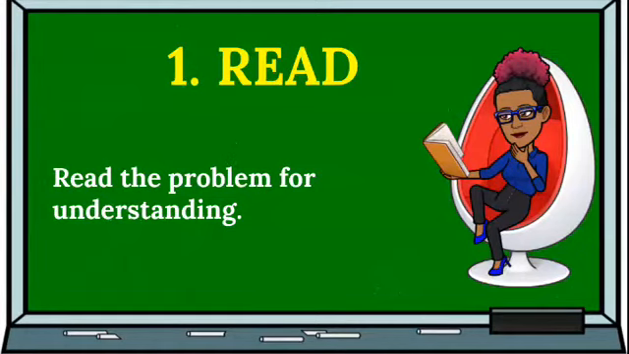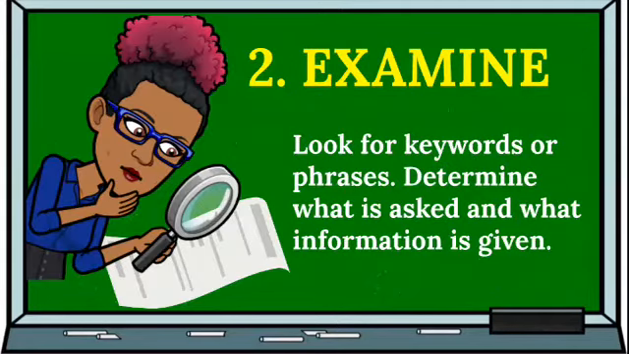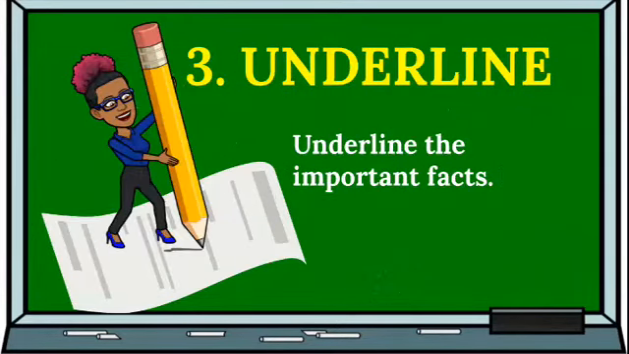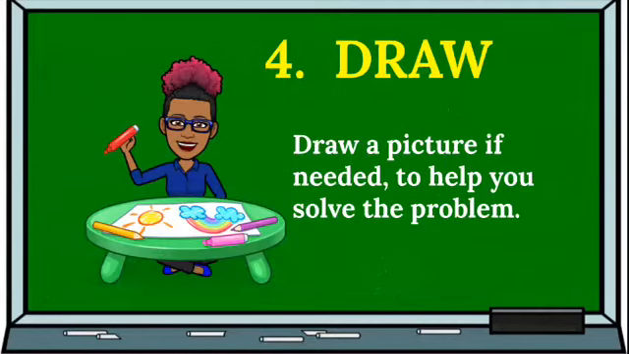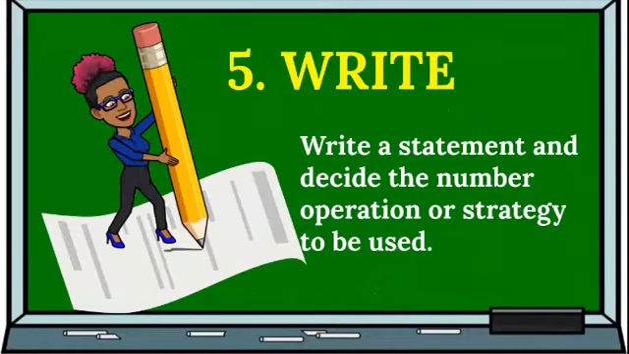1. Read the problem for understanding. 2. Examine. Look for keywords or phrases. Determine what is asked and what information is given. 3. Underline. Underline the important facts. 4. Draw. Draw a picture if needed to help solve the problem. 5. Write. Write a statement and decide the number operation or strategy to be used.